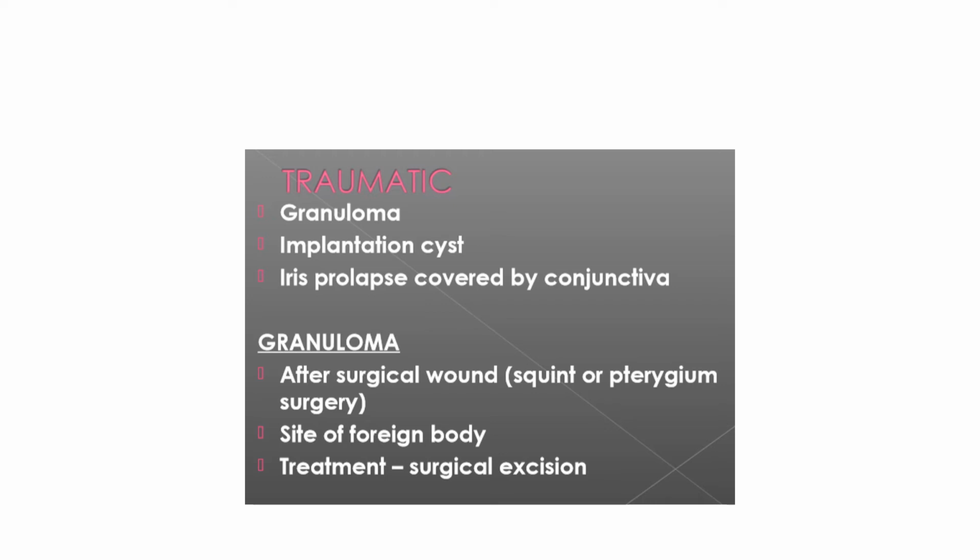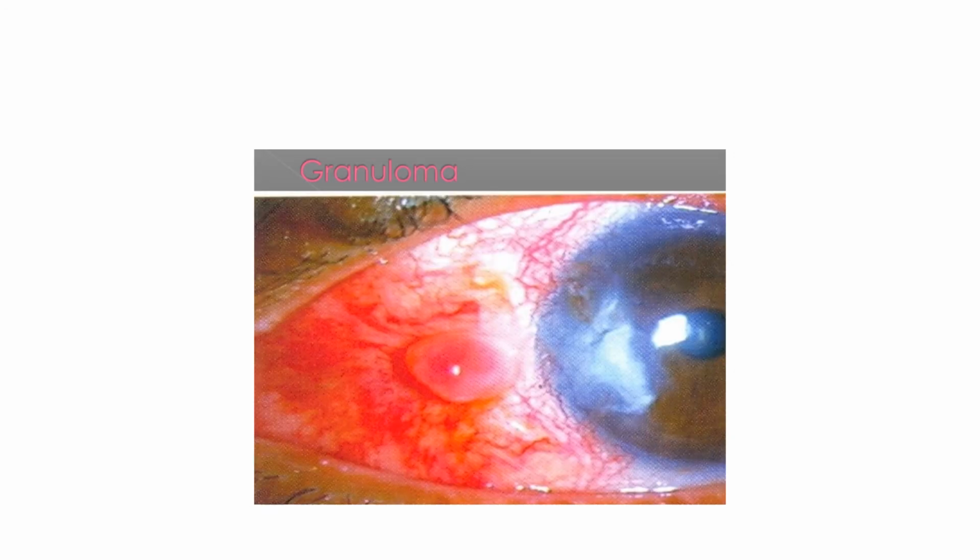Granuloma. After surgical wound, like as in squint or pterygium surgery, or at the site of a foreign body, treatment is surgical excision. This picture showing here is a granuloma. If you take the history of the patient, he will give a history of trauma or a history of surgery. So there will be a site of injury surrounded by granulation tissue.